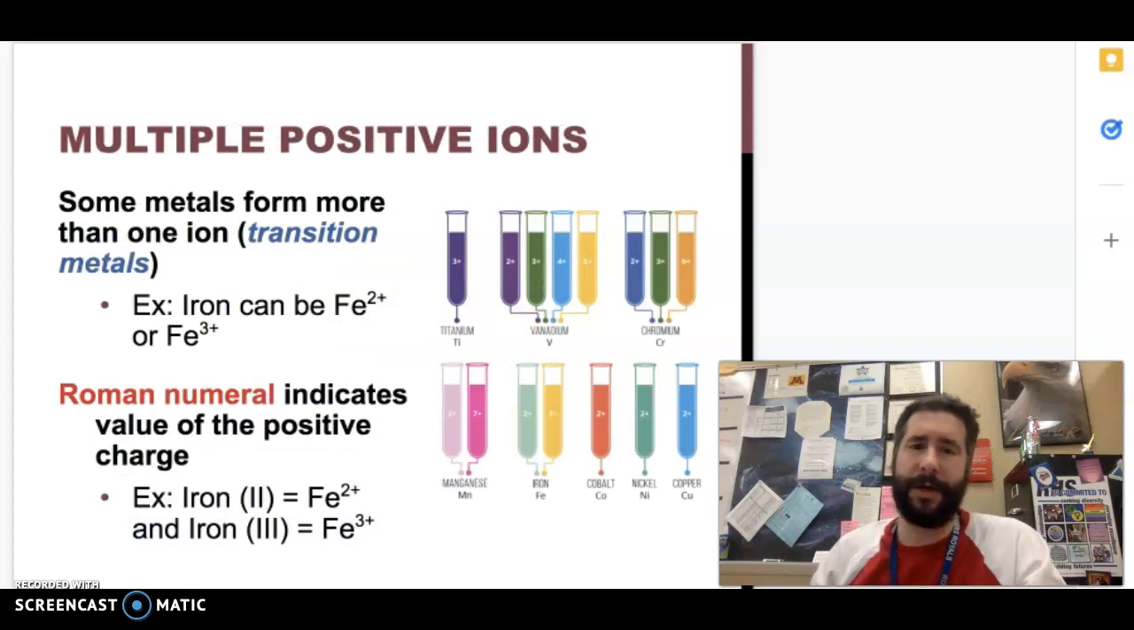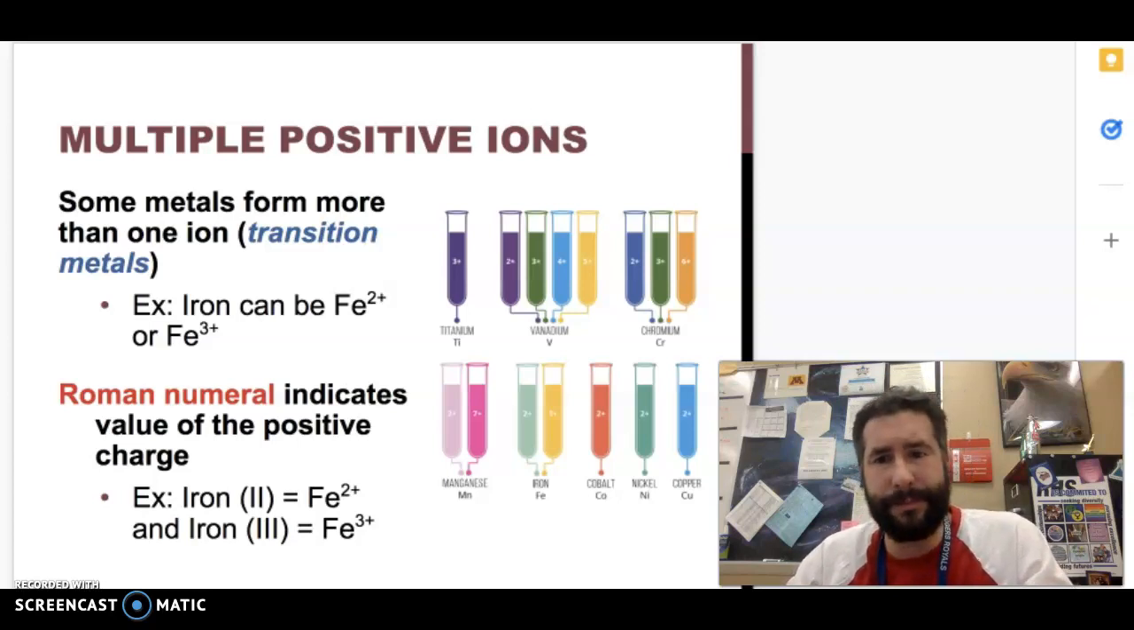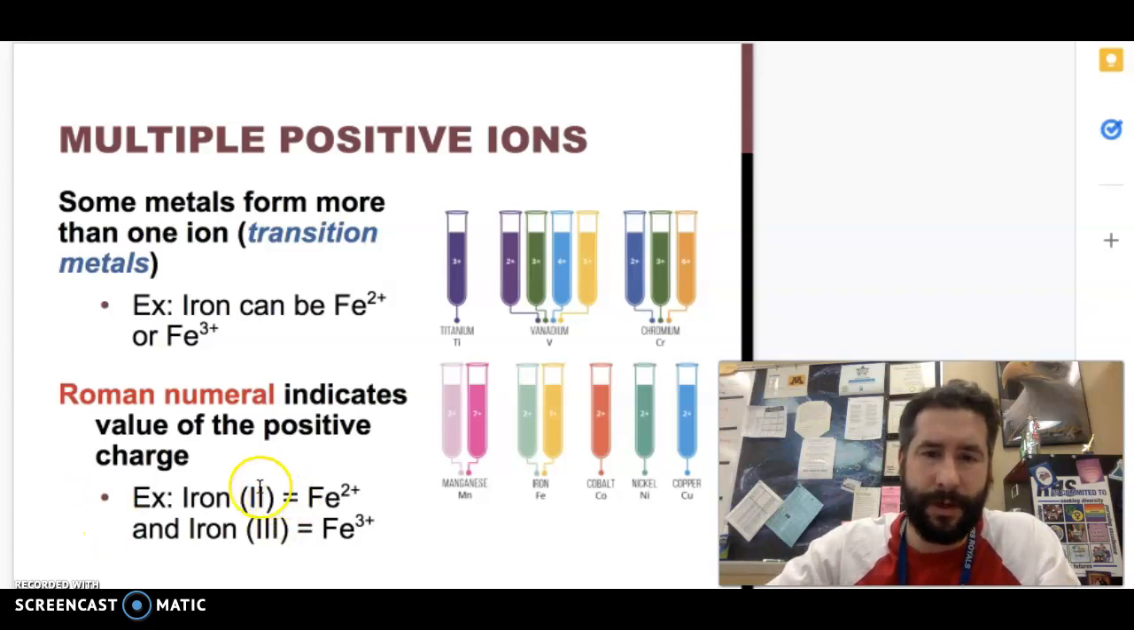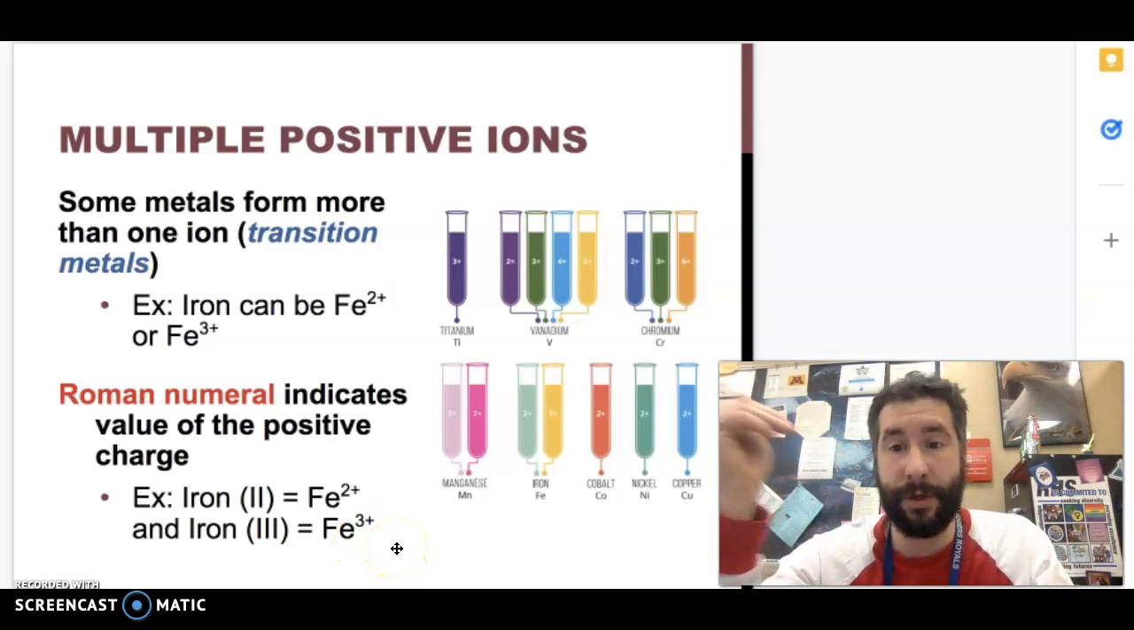Now here's the thing about transition metals specifically. Remember that D block. One of the key characteristics is that a lot of them have multiple options for what ion they form. So like iron could be a 2+ or a 3+. Remember, iron is Fe. And so what we're going to do to indicate that is we're going to use a Roman numeral. Iron II means iron 2+. Iron III means iron 3+. The Roman numeral tells you what charge it's going to be.